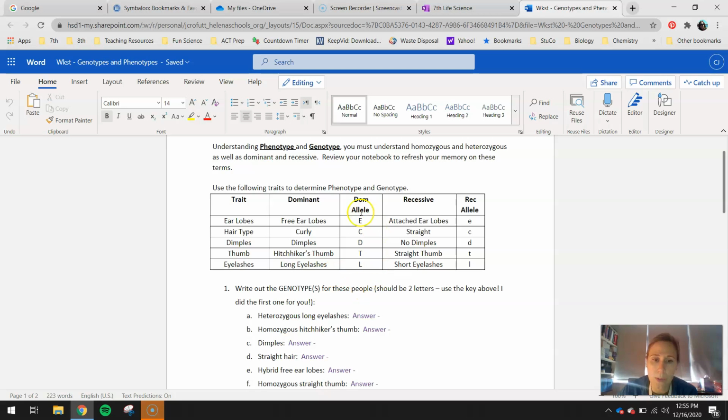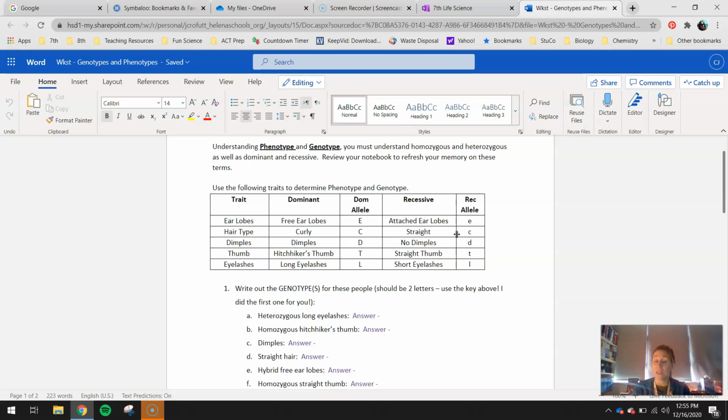All right, so as always, we use capital letters to represent the dominant alleles, and you can see that we're going to use an E for earlobes, a C for hair type, a D for dimples, a T for thumb, and an L for eyelashes. Okay, the recessive trait, on the other hand, is the trait that's only going to show up if both parents pass it down. So that's the only allele present.